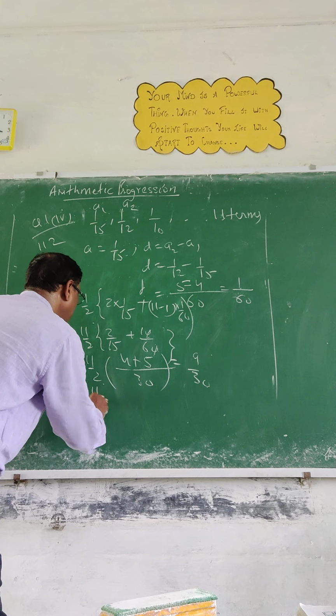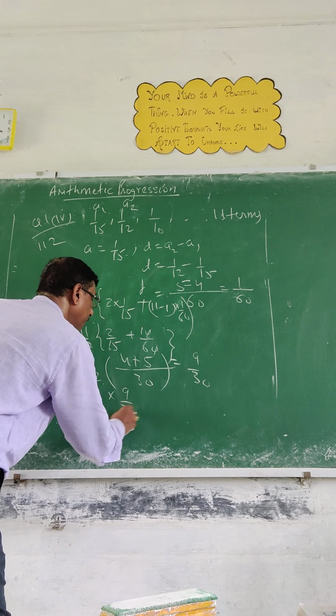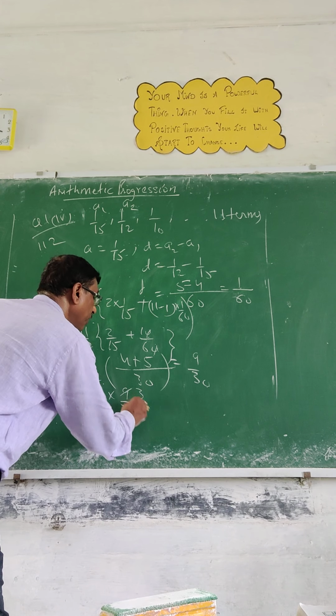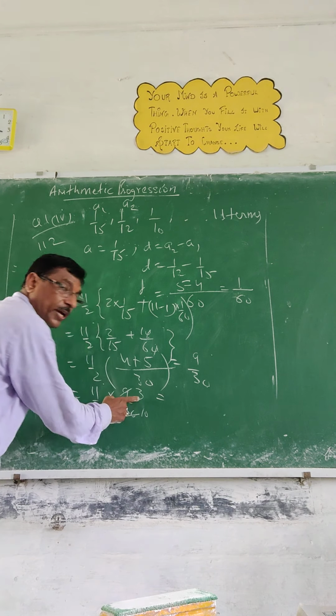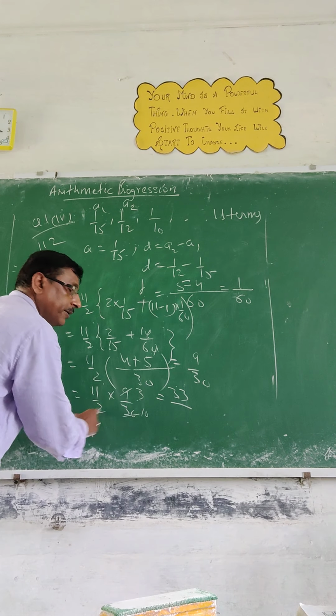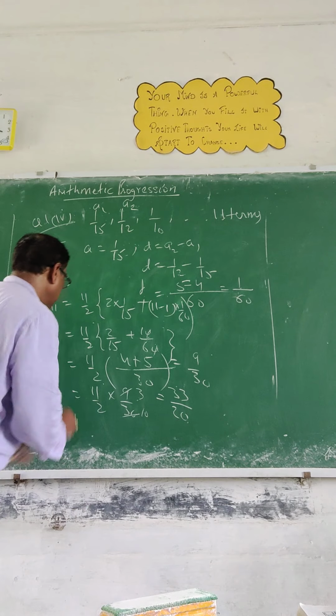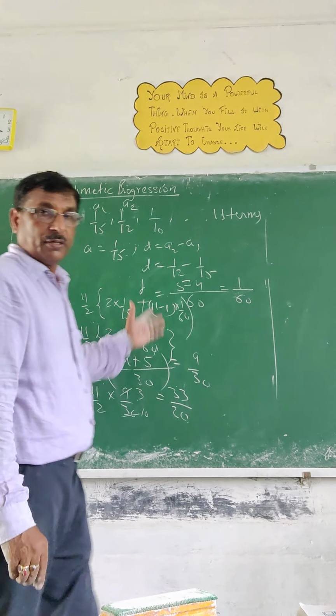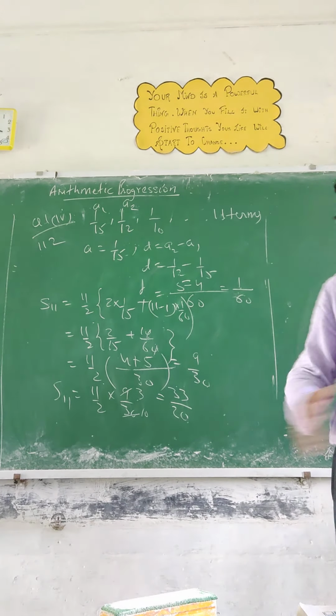Now what do you get, children? 11 upon 2 into 9 upon 30. You just divide, you get 3 upon 10. That is, multiply 3 into 11, upon 2 into 10. So this is the S11. I hope, children, you have understood this.